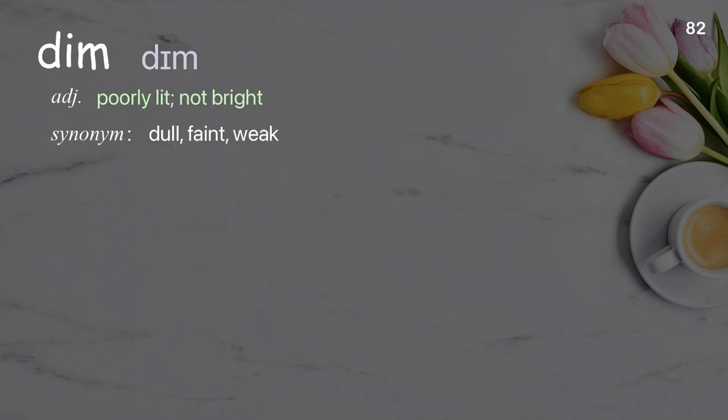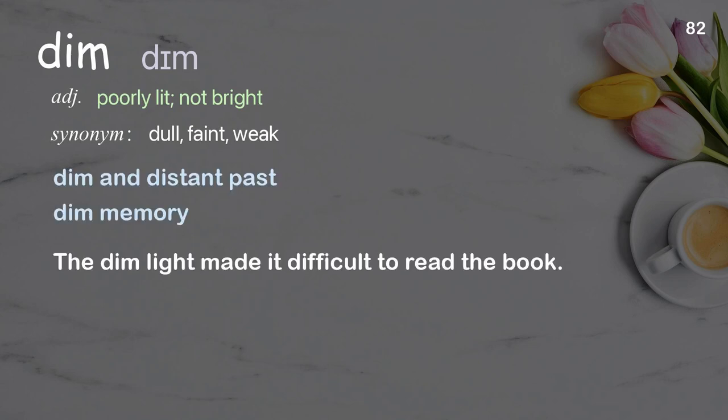Dim. Poorly lit, not bright. Examples: dim and distant past, dim memory. The dim light made it difficult to read the book.